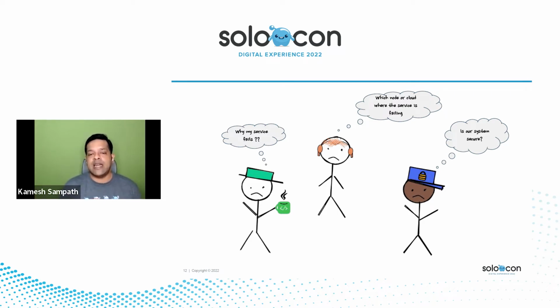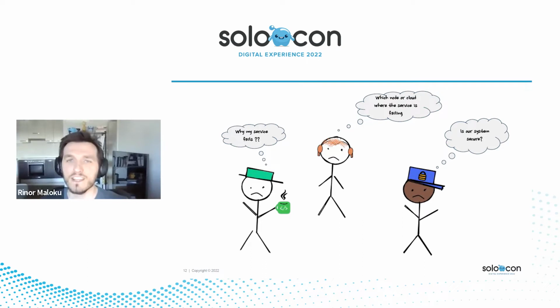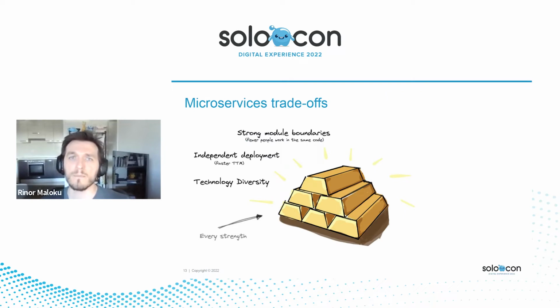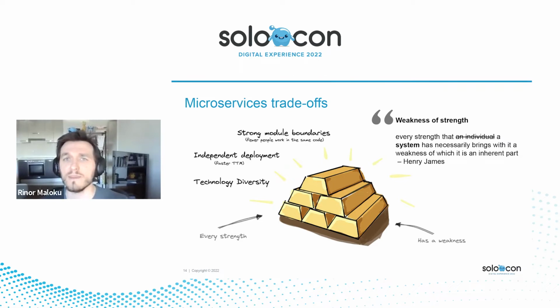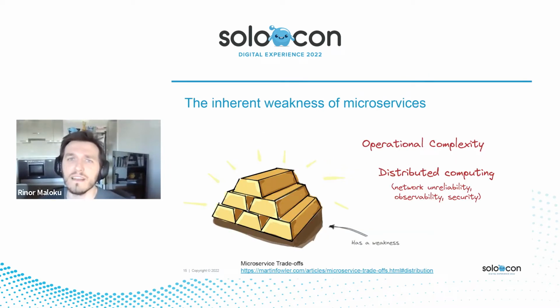Rinor, can you explain how teams can handle this? Oh, yeah. So initially, the team should be aware that there are trade-offs when adopting microservices, because every strength has a weakness, and it is no different here. Henry James made this lovely observation that applies to individuals, but it works just as well to systems. The observation is that every strength that an individual has, in our case a system has, necessarily brings with it weaknesses of which it is an inherent part. In the case of microservices, those inherent weaknesses are operational complexity and the distributed computing nature of microservices.